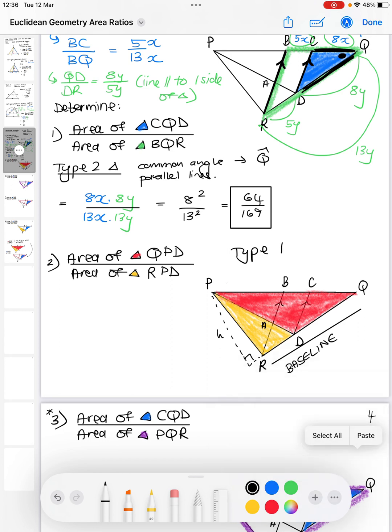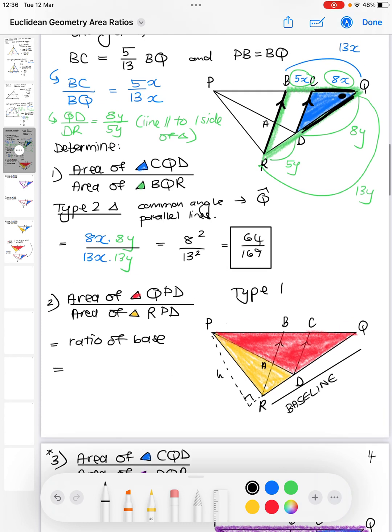For that reason, we will say that the ratio of the areas of the triangles would be equal to the ratio of the bases, which means I can use the red base over the yellow base. For this, I am going to refer back to my question above, where the red base can be seen as 8y. Can you see? That's the red base, because it's from D to Q. And then the yellow base would equal 5y, because that would be from R to D.